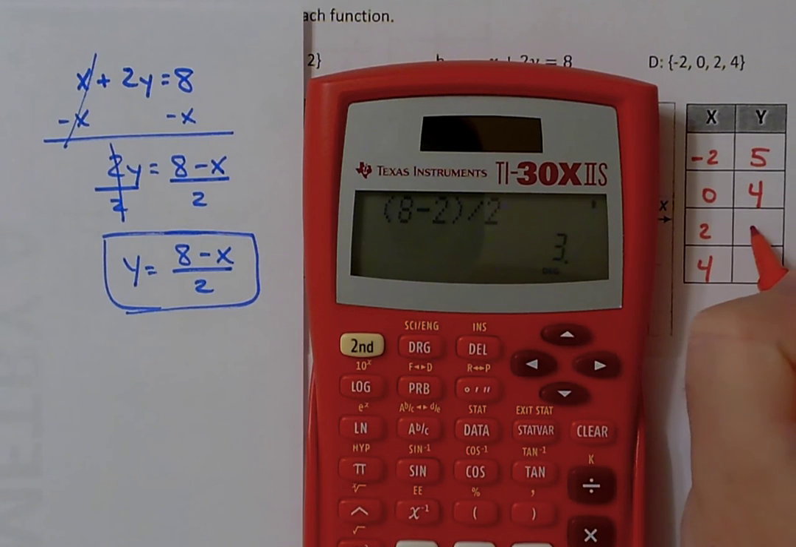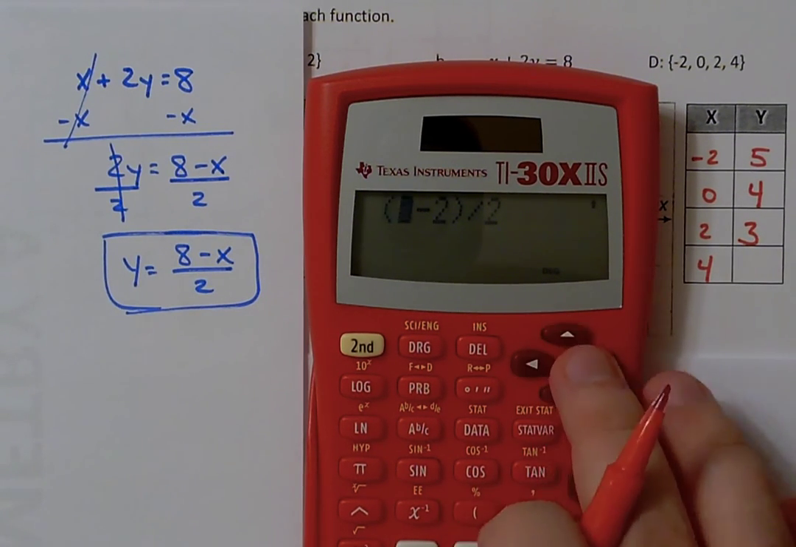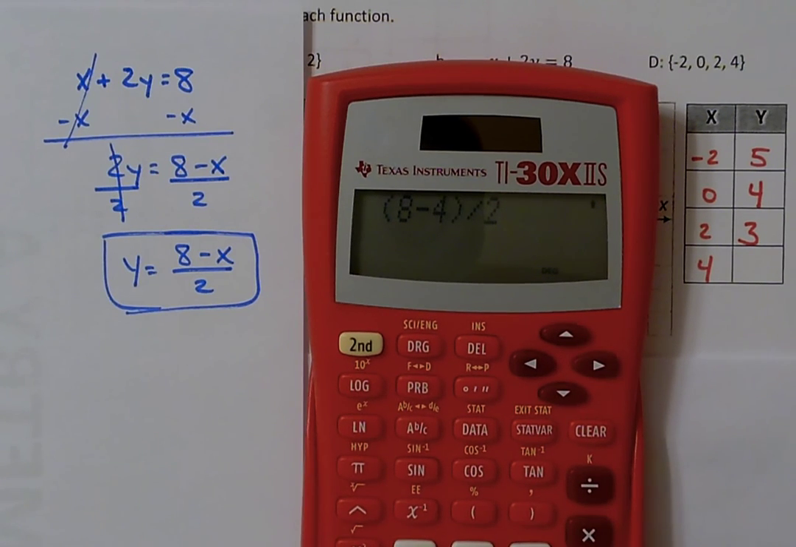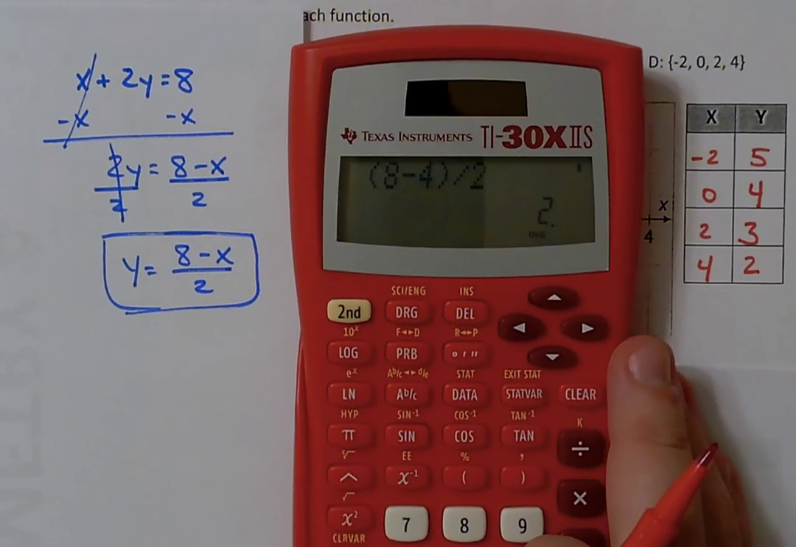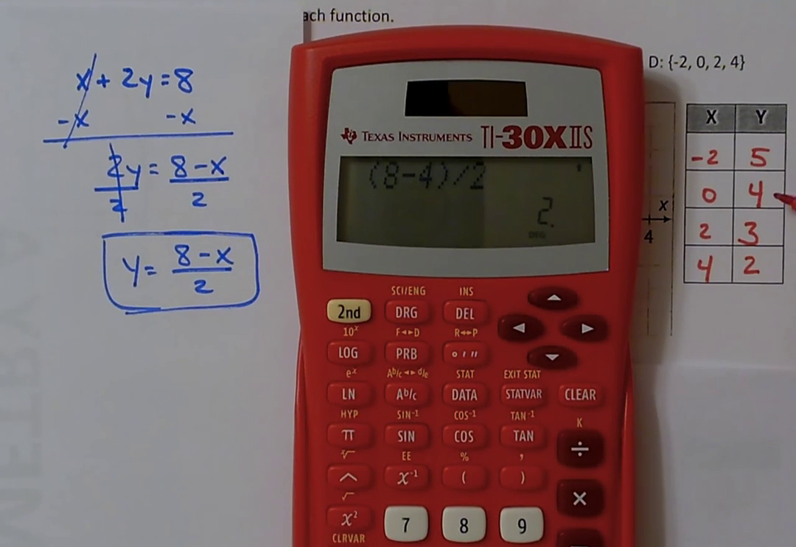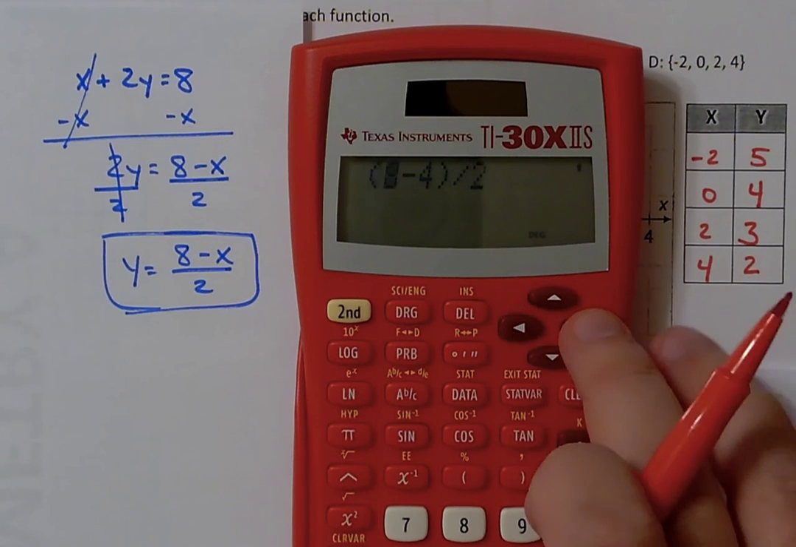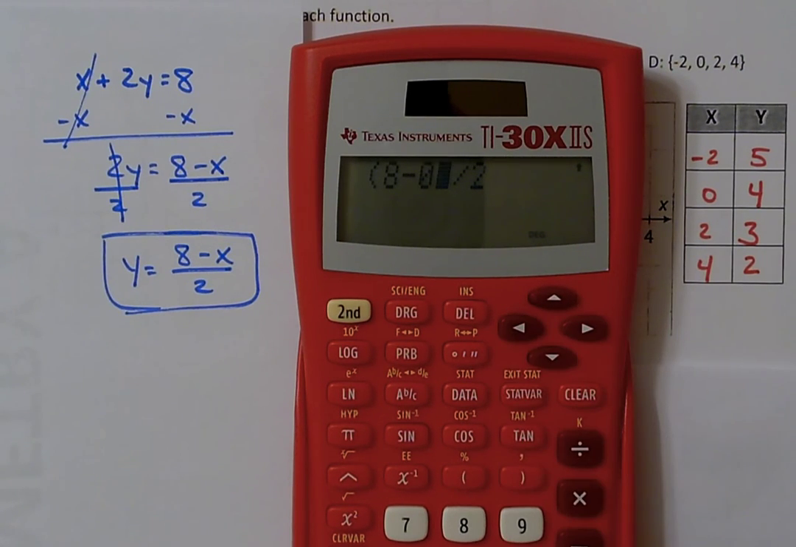So when x is 2, y is 3. And then I just need to go through and check for 4. So 8 minus 4, divide by 2. That is going to give me 2 as my answer. Now, if you want to, we can go back and check what we got for -2 and 0. I'll just check 0 real quick. So if I type in 0, I do get 4, and that matches what I have there. So that's going through and doing that a couple different ways.